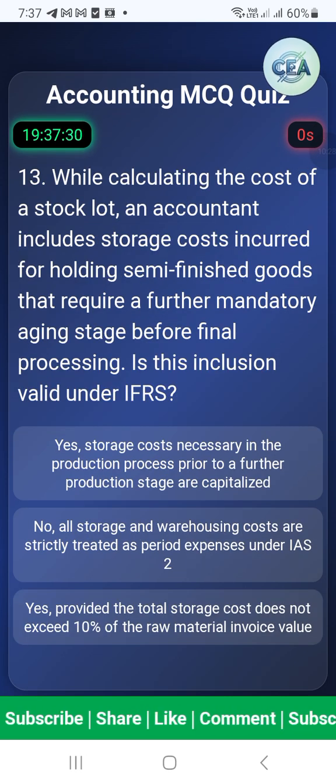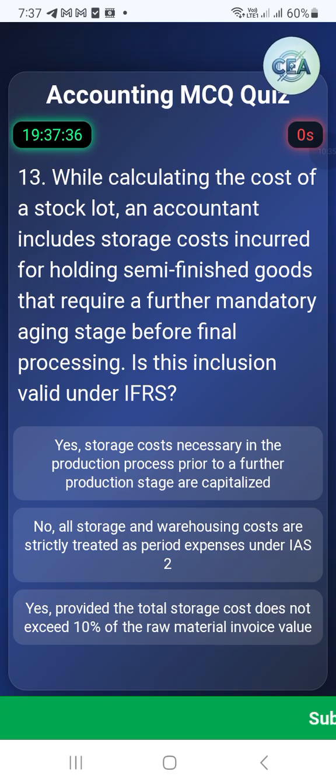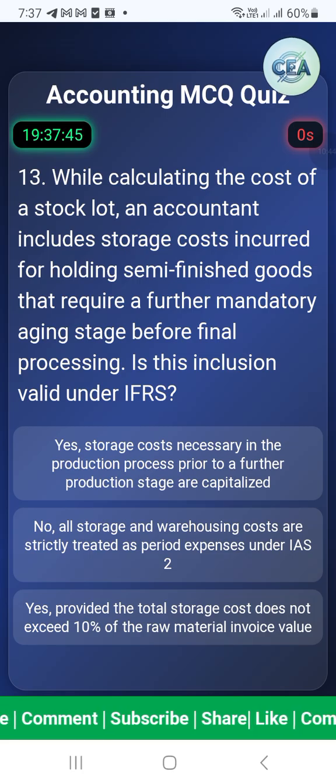13. While calculating the cost of a stock lot, an accountant includes storage costs incurred for holding semi-finished goods that require a further mandatory aging stage before final processing. Is this inclusion valid under IFRS?